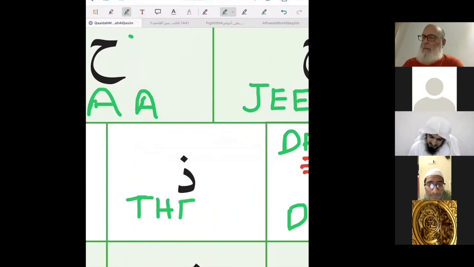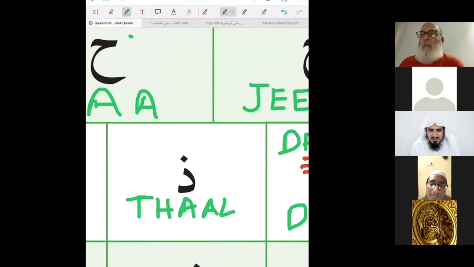Brother Dawood, how would you say this in English? That's an E, sorry. You say the. The. Yeah, that's exactly it. We want the "th" to come out. So this is Thaal. Thaal. Daal. Thaal. Daal. Thaal. Daal. Thaal.